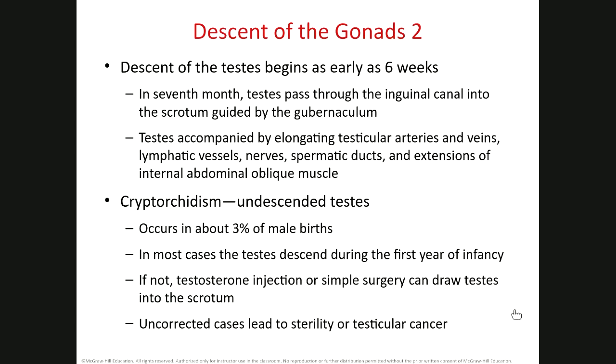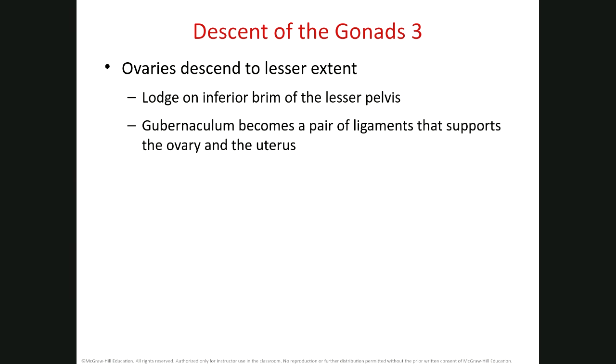When nursing, when you examine a newborn, part of your physical exam is to examine if you have two testicles in the scrotal area. If it's only one, that should be documented. And in fact, pediatricians are very particular about that. Now, the ovaries descend also, but to a lesser extent, only to the inferior brim of the lesser pelvis. With it also has ligament to support the ovary and the uterus.